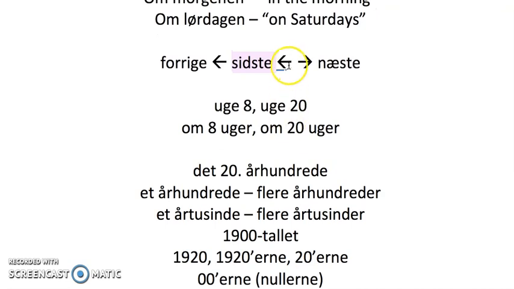And finally, uge 8 or uge 20 means week 8 or week 20. Those are names of the weeks, and we use that very much in Denmark. And the reason is that usually when you apply for holiday for your job or when the kids are off school, it is always by a specific number of weeks. So it's a week that's called that number. And of course week 1 is the very first week in January. Week 2 will be the next, week 3, etc.